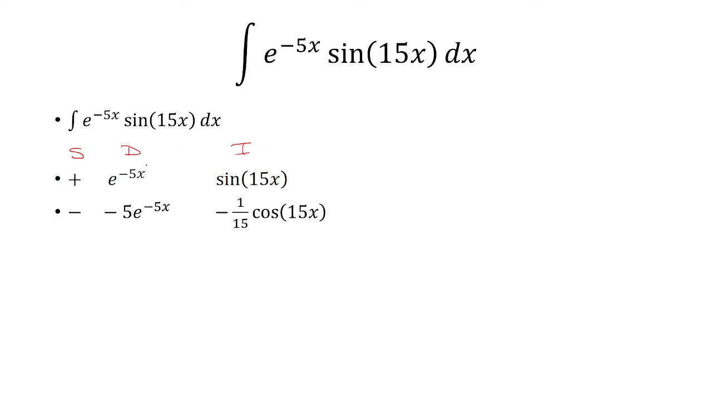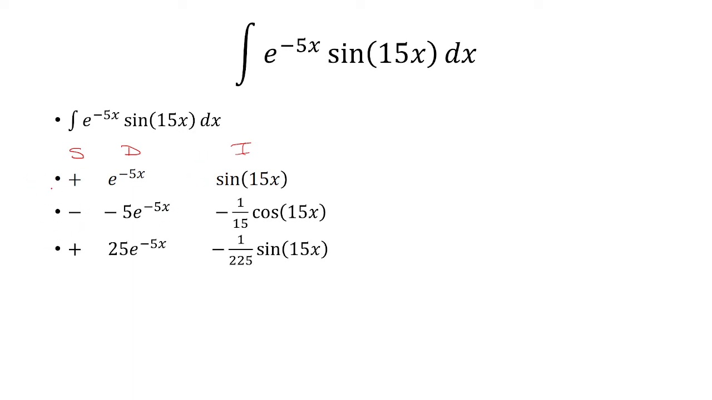And we know that when you take a derivative of e to the negative 5x, it's always going to be a constant times e to the negative 5x. And then when you integrate sine of 15x, it's going to alternate, cosine and sine. So it's never going to be 0 for either of these two. So the trick here is, can we get it back to the form e to the negative 5x times sine of 15x? And the answer is yes.